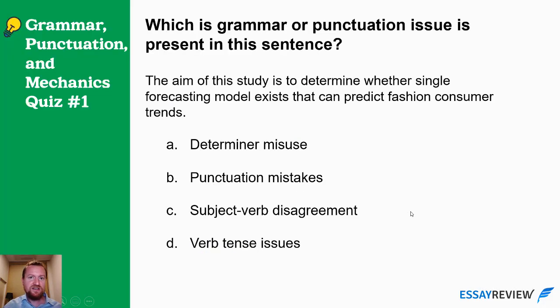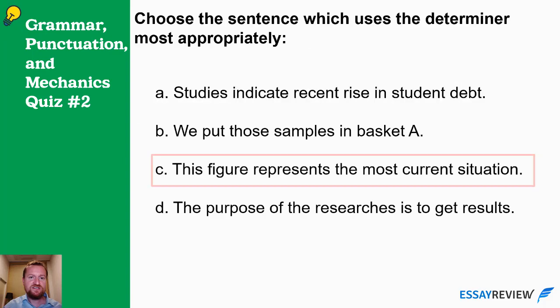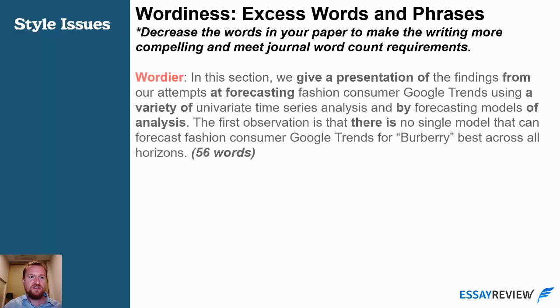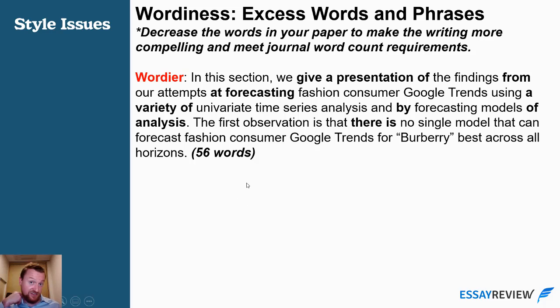Let's skip ahead. We won't take this test because we have to discuss wordiness, and this will be our last issue, I think, because of time. So a general way to decrease wordiness is to decrease nominalizations and prepositions. And if you just look at this sentence here, it's 56 words. You can decrease the words by getting rid of nominalization.